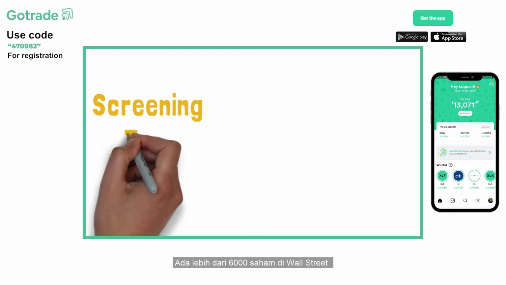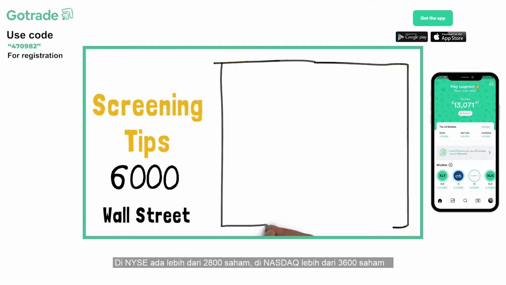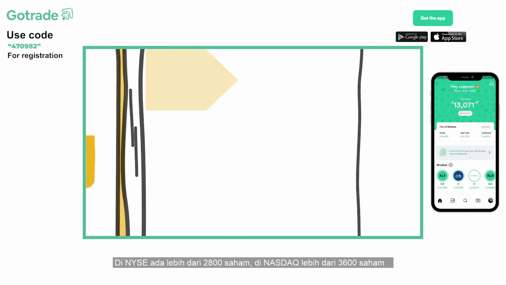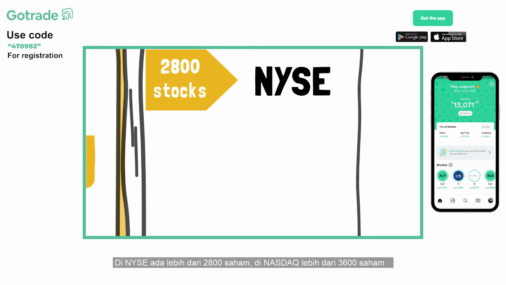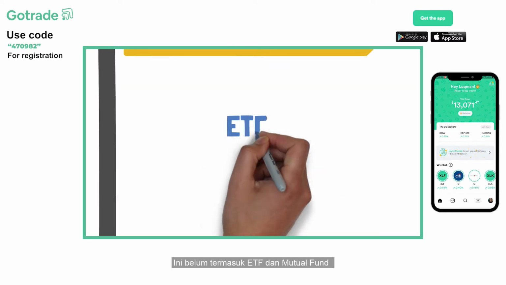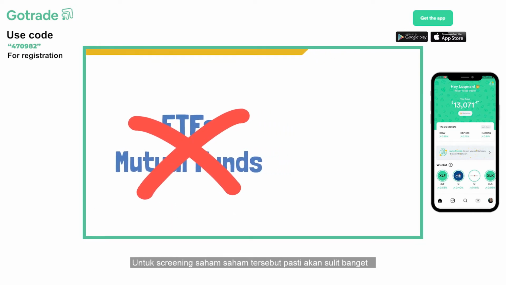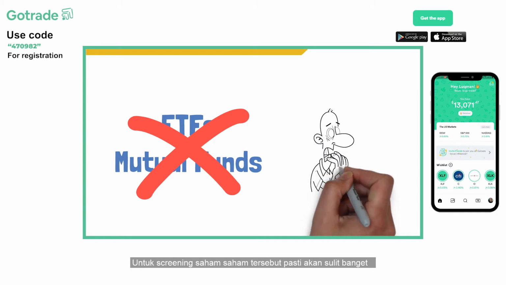There are more than 6,000 stocks in Wall Street. It is a lot. In the NYSE there are more than 2,800 stocks, and in the Nasdaq, there are more than 3,600 stocks. This does not include ETFs and mutual funds. So, it is very difficult to do filtering and screening these stocks.